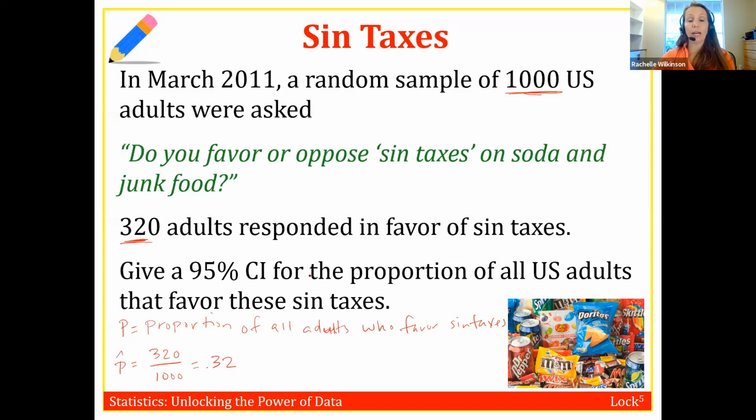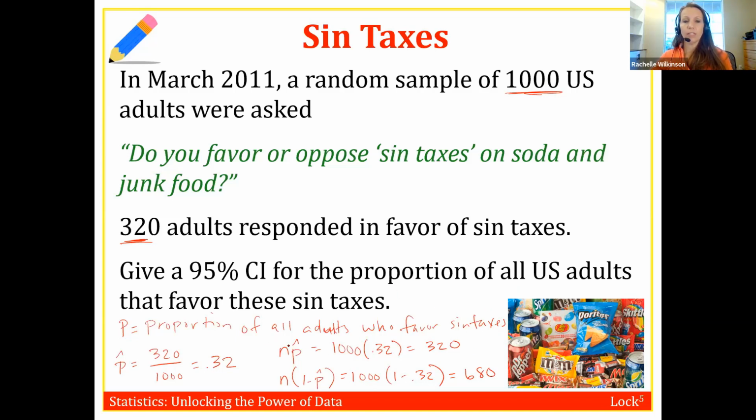Next, I want to look at the conditions and make sure that I meet the conditions in order to use this method, the normal approximation, to construct my confidence interval. So for a confidence interval, I want n times p hat and n times 1 minus p hat to both be greater than or equal to 10. So n was 1,000 and p hat is 0.32, so that ends up being 320. Then this one is 1,000 times 1 minus 0.32, which ends up being 680.